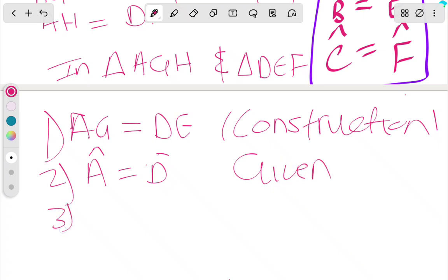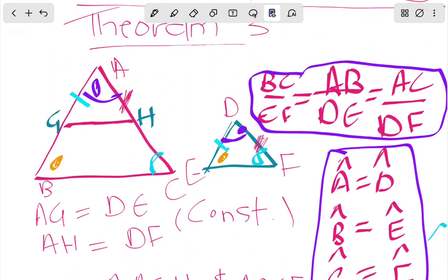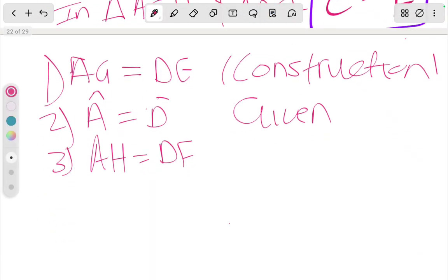Then number 3, now remember, just look at how I am going down with this information, this order. Maintain the order of how you are writing so that your reasoning can be clear and it can correspond to what you've written. So you're gonna say AH is equals to DF. Let's go back to our triangle. AH is equals to DF. We've indicated that using construction. So we're gonna conclude. We're gonna say construction.